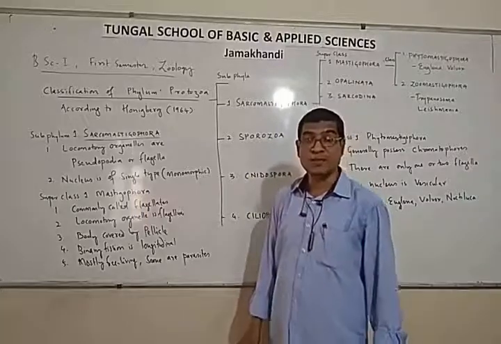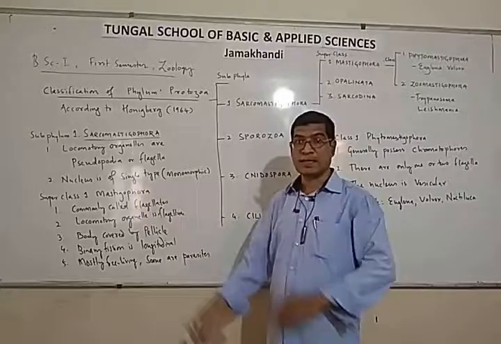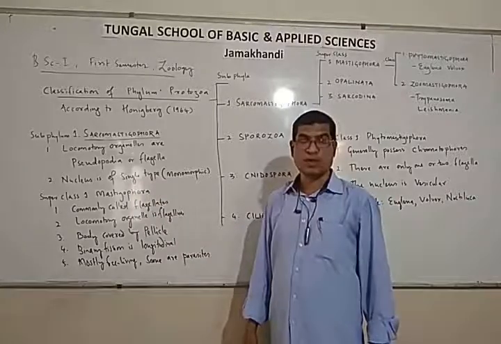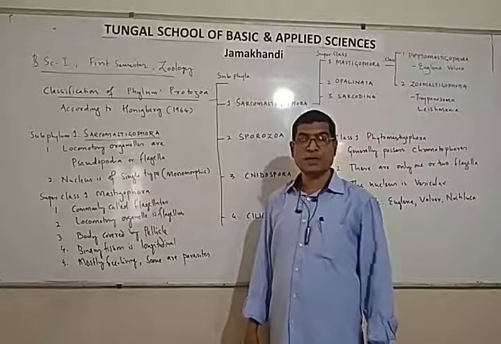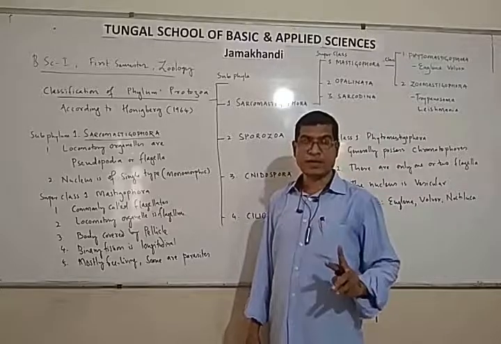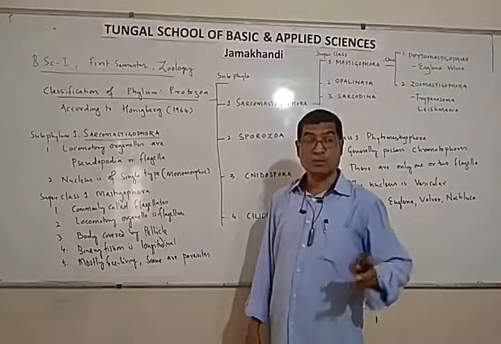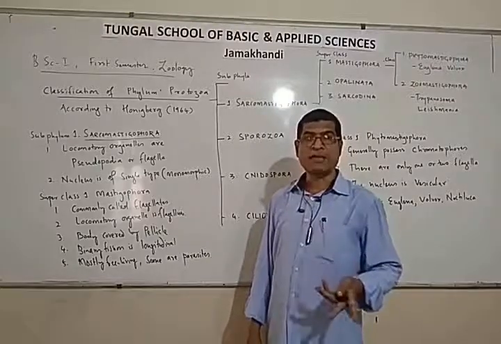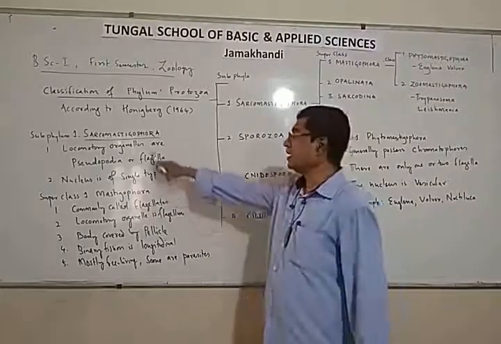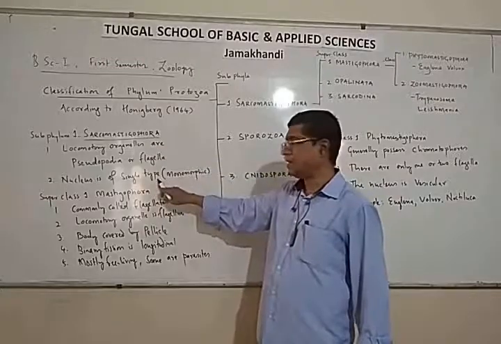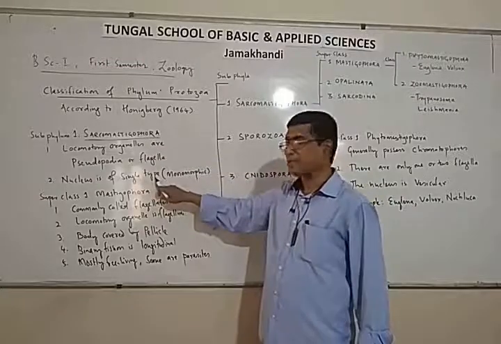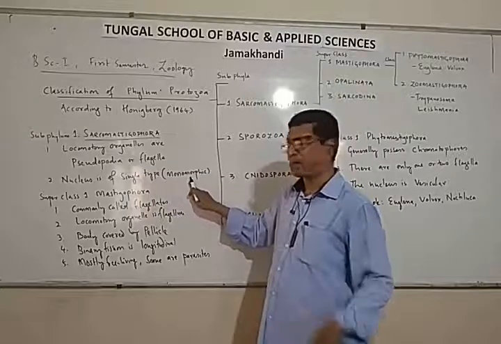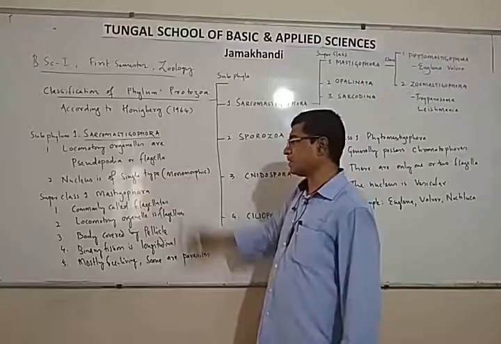We already discussed this when we were talking about general characteristics of phylum Protozoa. Phylum Protozoa exhibits two types of nuclei: monomorphic, dimorphic. Monomorphic means only one form. Dimorphic, two forms. Here, under this subphylum, nucleus is only one type. Monomorphic, single type. Right? No dimorphic. Only one type of nucleus is present.